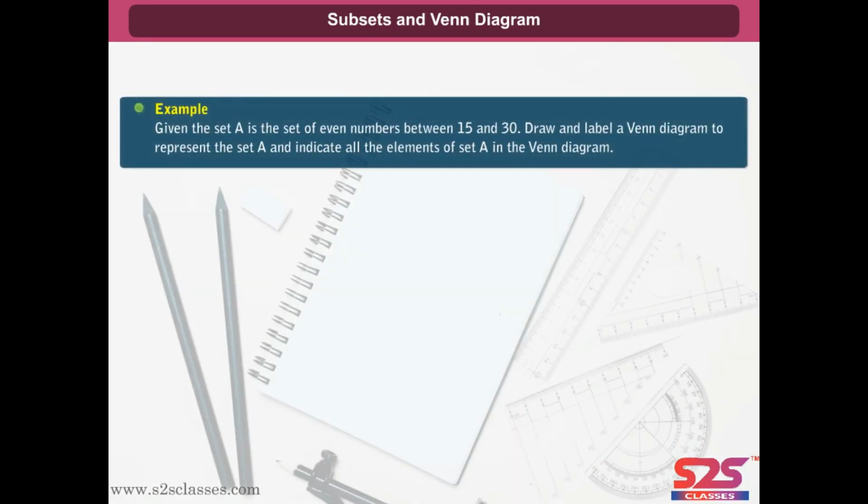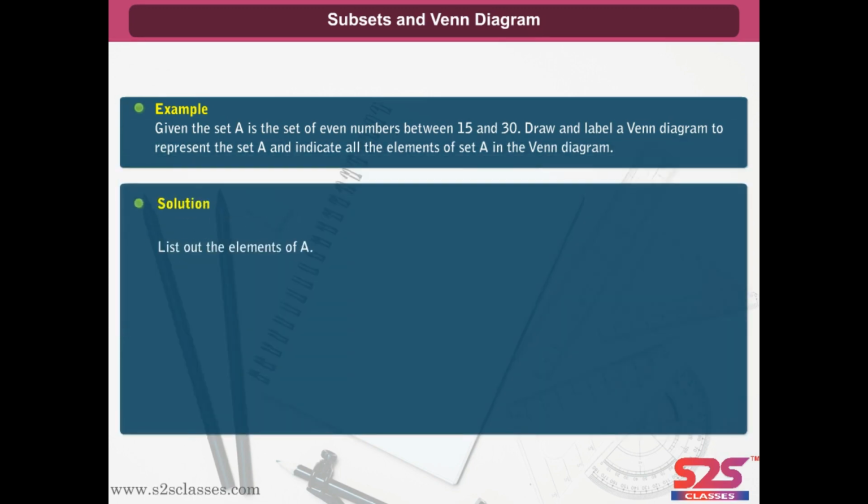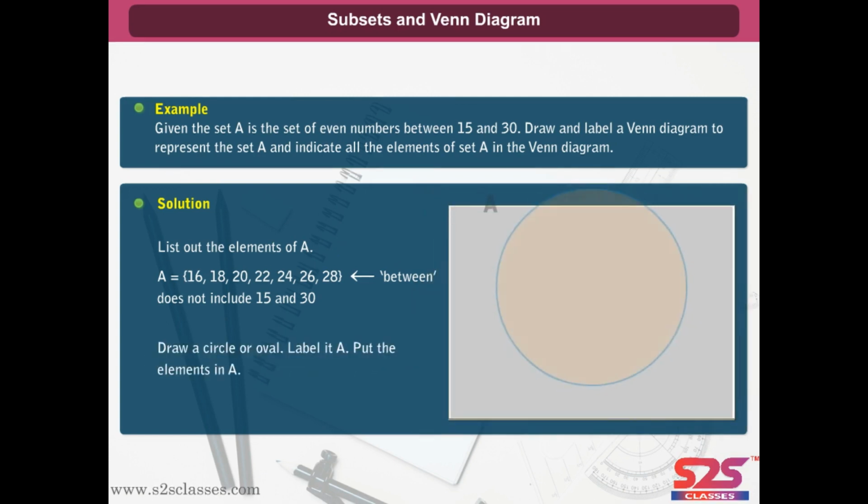Let's have a look at an example. Given the set A is the set of even numbers between 15 and 30, draw and label a Venn diagram to represent the set A and indicate all the elements of set A in the Venn diagram. See the solution. List out the elements of A. A is equal to {16, 18, 20, 22, 24, 26, 28}. Notice that the set does not include 15 and 30. Draw a circle or oval. Label it A. Put the elements in A.